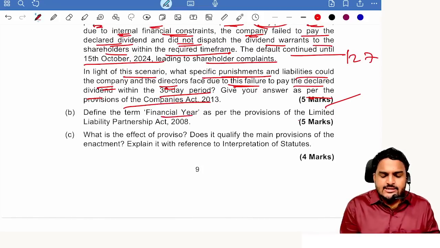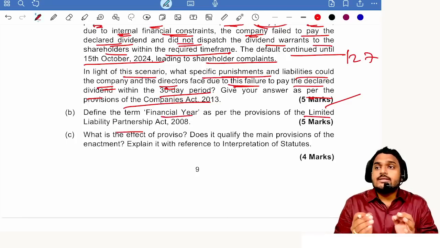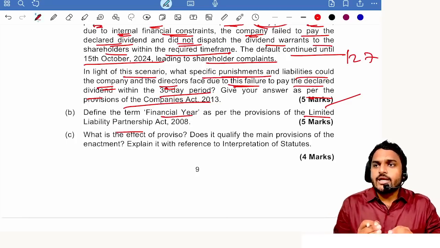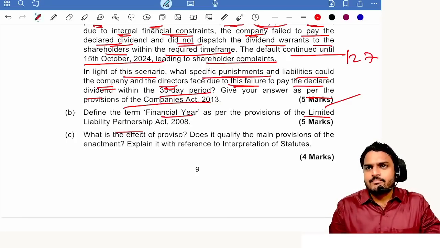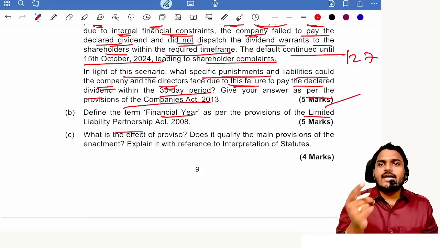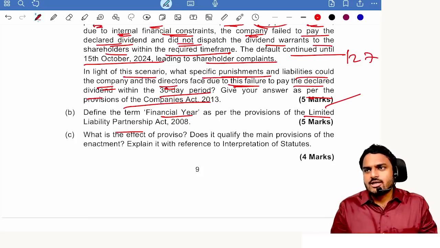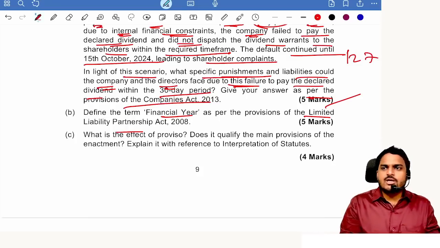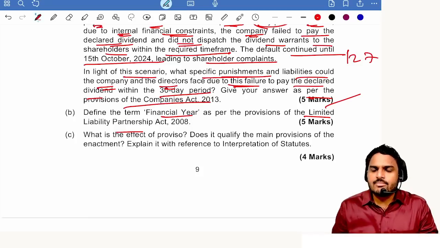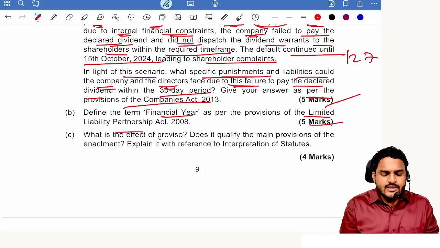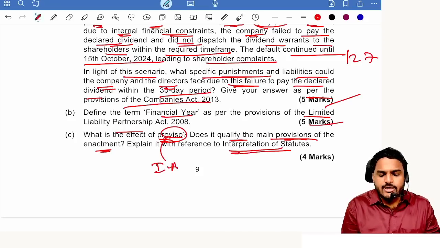Define the term financial year as per LLP. LLP, they are asking you LLP. Incorporation after 30th September, then 31st March of following financial year is the closure of first financial year. In all other cases, 31st March of relevant financial year. Remember, 5 marks. Effect of proviso, does it qualify the main provisions of enactment? Proviso, it is an internal aid to interpretation of statutes.